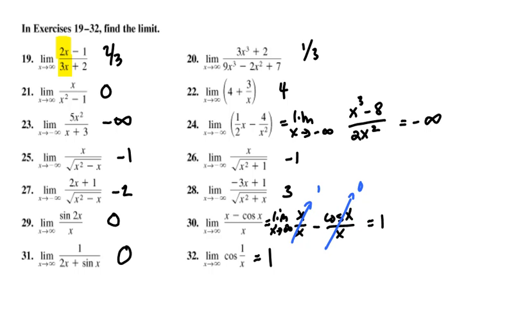And again, these problems only work when the degree of the numerator is 1, where you have x as the highest power in the numerator, and you have square root of x squared in the denominator. You still take the ratio of the leading coefficients, but you have to look at whether x is going to positive or negative infinity. All right, so that's it for that particular topic.